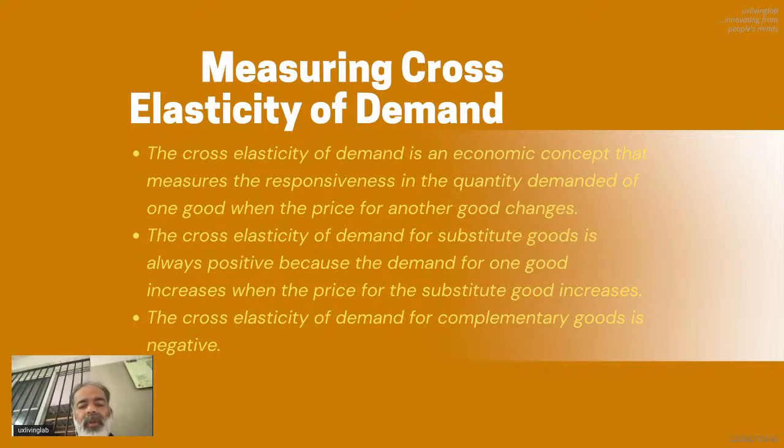So what is happening with complementary goods? The cross elasticity of demand for complementary goods is negative. For example, if the price of coffee increases, the quantity demanded for coffee sticks drops, as consumers are drinking less coffee and need to purchase fewer sticks. So in the formula, the numerator is negative and the denominator, the price change, is positive. So the result is a negative cross elasticity.